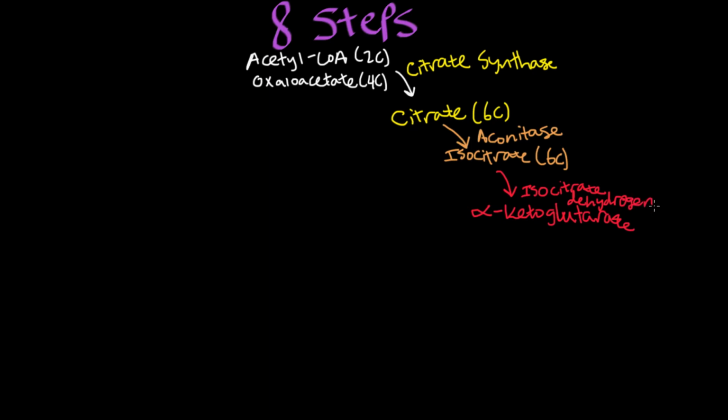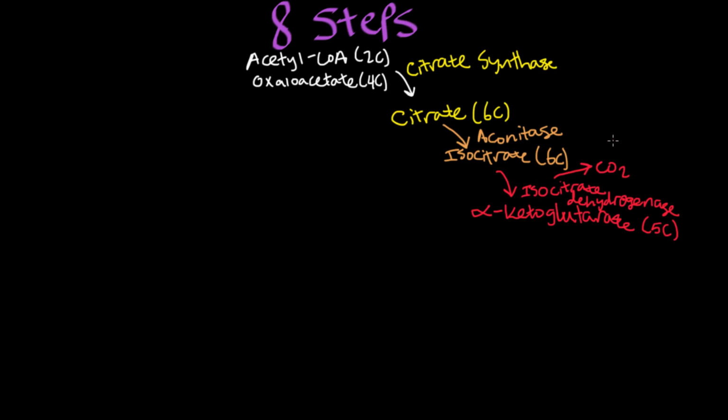Now, a few things happen in this step that we need to make note of. The first thing is that we have a release of a CO2 molecule. So this becomes a 5-carbon compound from the 6-carbon, and we also have the release of a CO2 molecule, which is going to end up being our waste product.